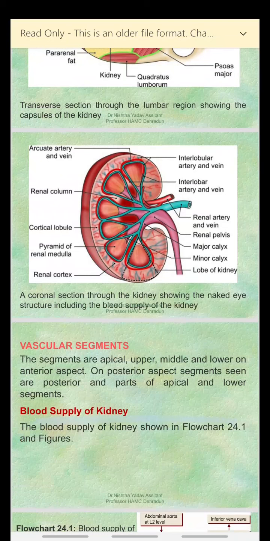So the outer area of the kidney is known as the renal cortex, that is the coronal section. If you cut, the outer darker area is known as the renal cortex, and the middle or the inner area is known as the renal medulla.